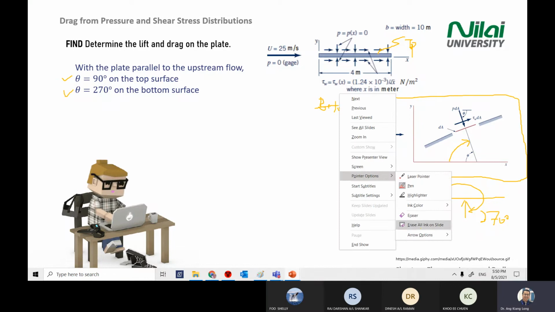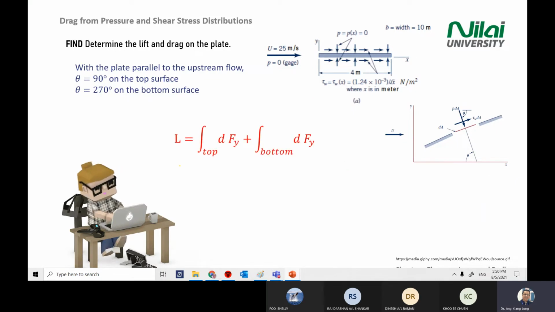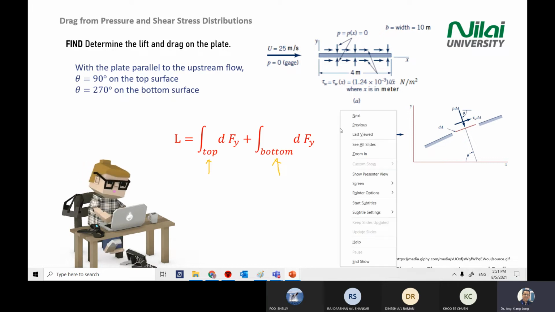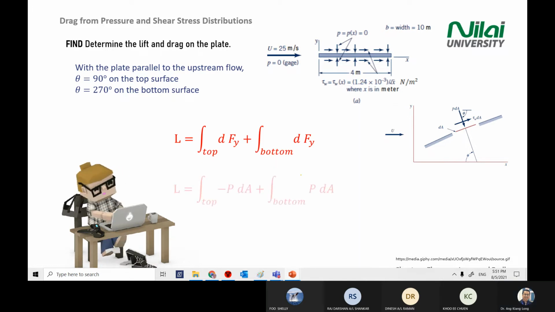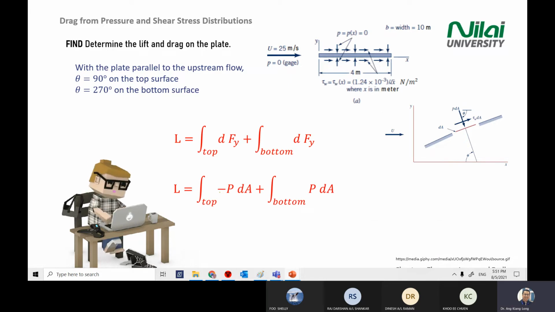Then you apply the equation that we just learned. So your lift is the integration of the force on the top surface and the bottom surface. Now you should know why top and bottom, because lift is normal to the velocity. So you just put in lift equal to the integral of top minus PdA, because how do you get force? You take pressure and dA.